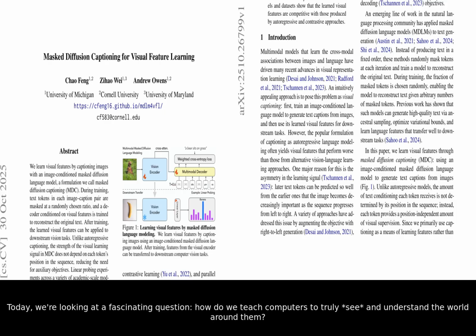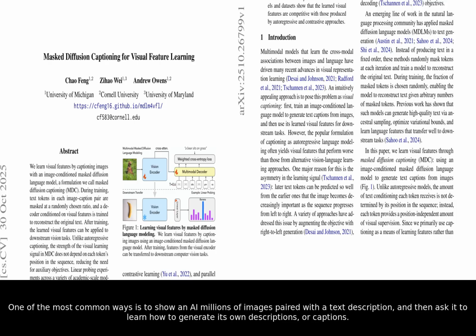Today, we're looking at a fascinating question. How do we teach computers to truly see and understand the world around them? One of the most common ways is to show an AI millions of images paired with a text description, and then ask it to learn how to generate its own descriptions or captions.